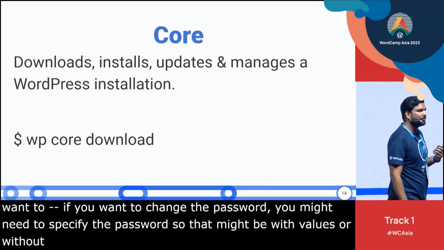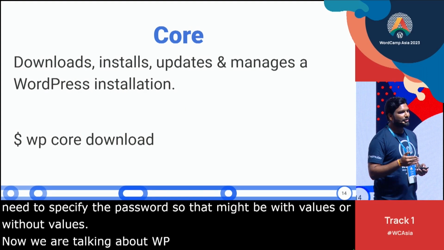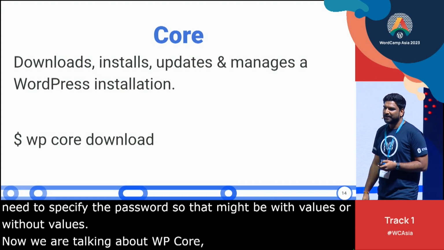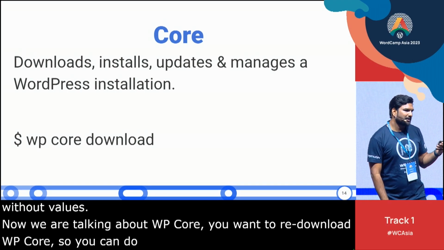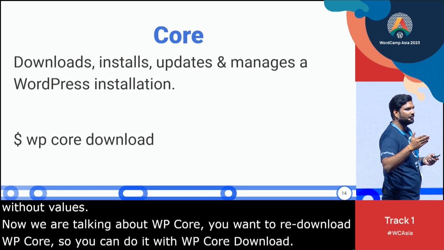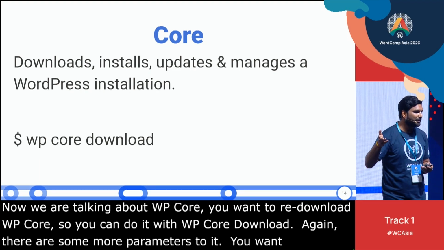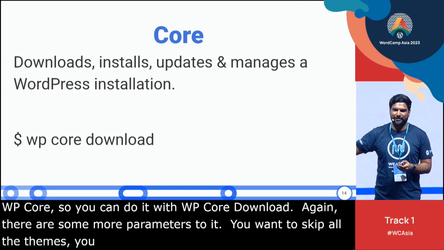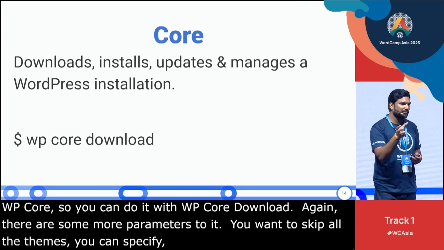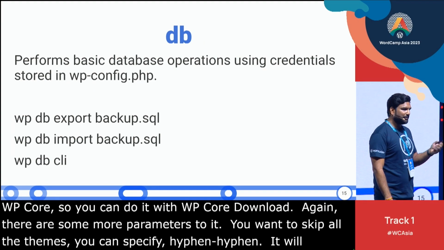Now we were talking about WP Core, like you want to re-download WP Core, or you want to just download WP Core, so you can do it with WP core download. Again, there are some more parameters to it. With WP core download, if you just want to skip all of the themes and plugins that come with WP Core, you can specify --skip-content. So it will download just the WP Core without the themes and plugins. That's how the core commands work.